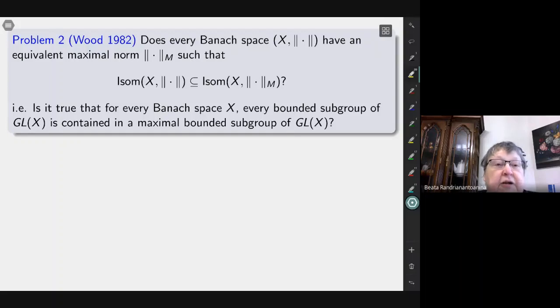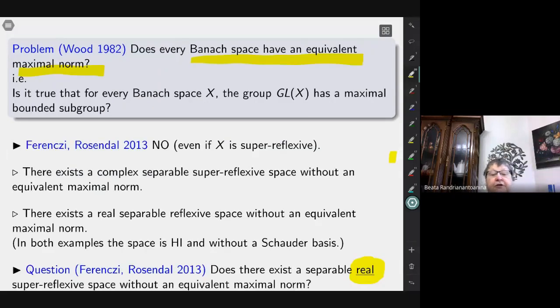As I said, our results, my results with Dilworth in L_p, which say that L_p doesn't admit an almost transitive equivalent renorming, of course are not a counterexample for this problem of Wood. Of course, little l_p admits the standard norm, which is maximal.